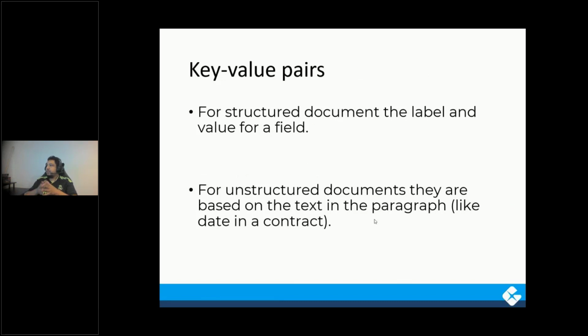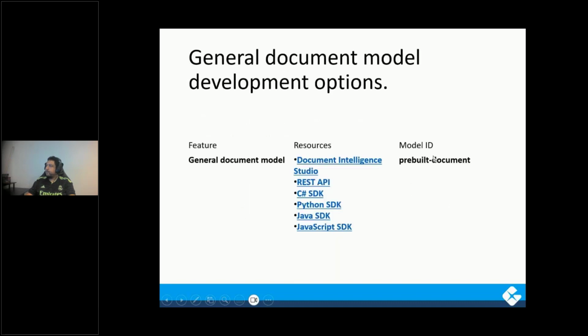So the key value pairs for structured documents are a label and the value for that field. If you're feeding it a form, for example, that has first name and then the field, it will tell you first name and then the value for that particular field. If it is unstructured documents, they are based on the text in the paragraph, so the context. If it's looking at a contract like in this example, and there is a date, it will tell you that it is a date, and it will give you the value for that particular piece of text. And again, the options that you have are the same ones as the previous one. The only thing that is going to change here again is the model ID that you need to pass to the API.